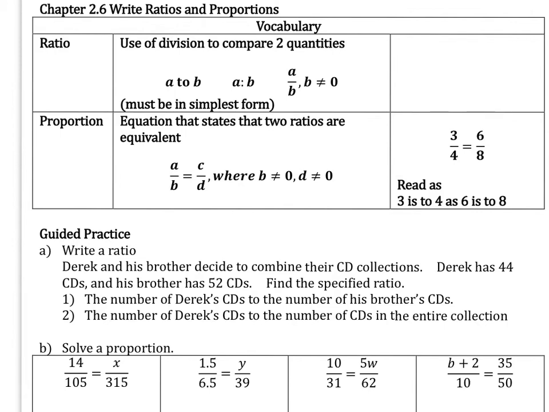2.6. Write ratios and proportions. Let's review some vocabulary terms. Ratio is simply defined as the use of division to compare two quantities.